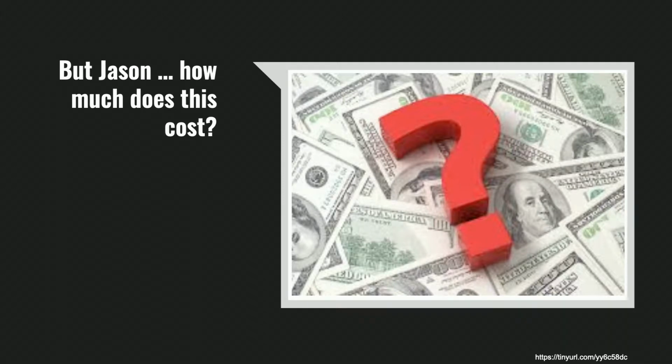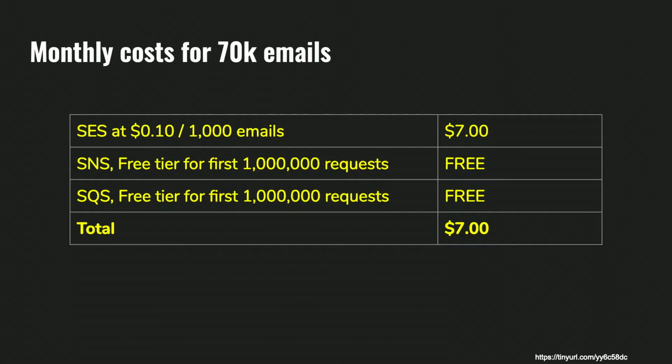Speaking of inexpensive, you're probably saying, Jason, how much does this cost? All right. So SES charges you 10 cents per 1,000 emails. So for us, sending out those 70,000 emails is $7. SNS and SQS are free in the free tier for the first 1 million requests. So those are all free. So the cost for us is $7 a month for sending out 70,000 emails. It's not bad, right?